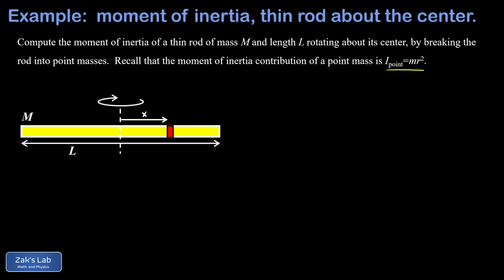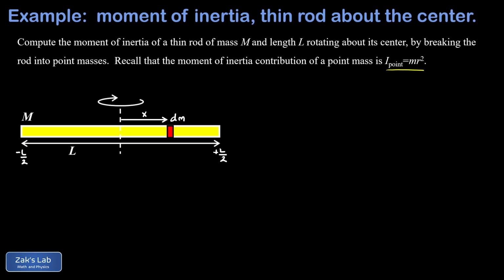We can choose little point mass contributions all the way from the left end of the rod all the way to the right. So x has a minimum value of negative L/2 for a contribution all the way on the left end of the rod to a maximum value of positive L/2 all the way on the right end of the rod. Now we're going to call our point mass contribution little dm. It's an infinitesimal contribution to mass, that's why we put the d in front.